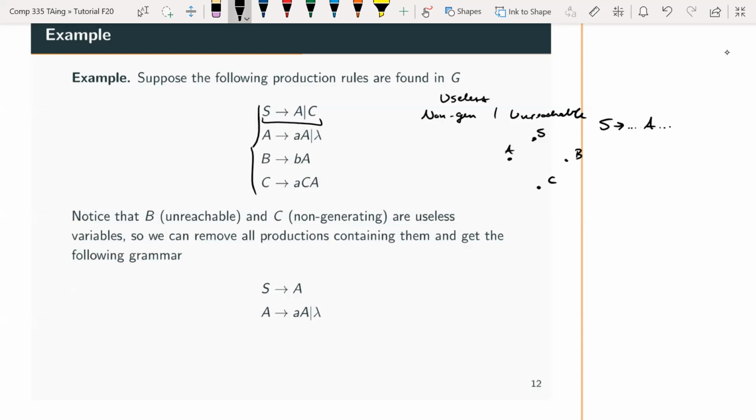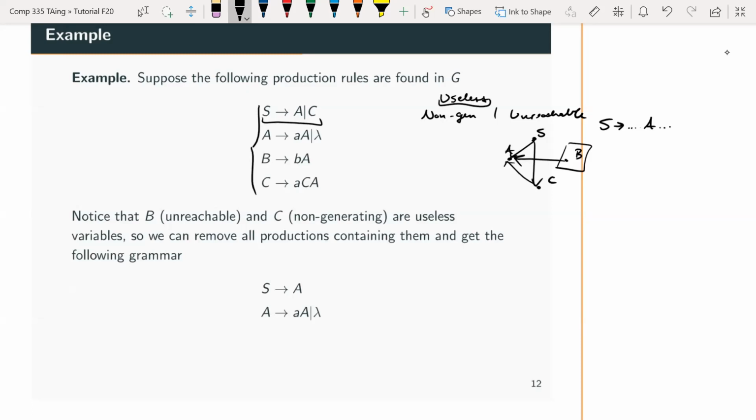So from S gives me AC, I know that there's going to be an edge from S to A and from S to C, right? Then there's a self loop on A, I don't really care about that. There's an edge from B to A, okay? And then there's an edge from C to A. I can put it, but it's not that important. What's important really is to see that your vertex B here, or your variable B, is unreachable from S, right? So because it's unreachable, it makes it useless, right?